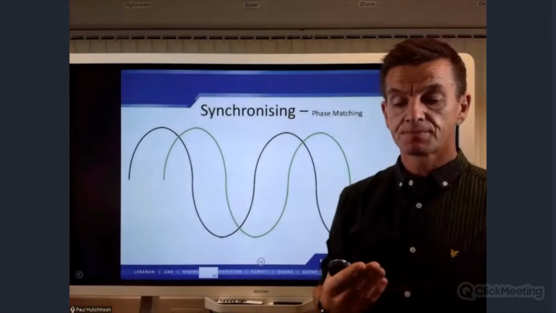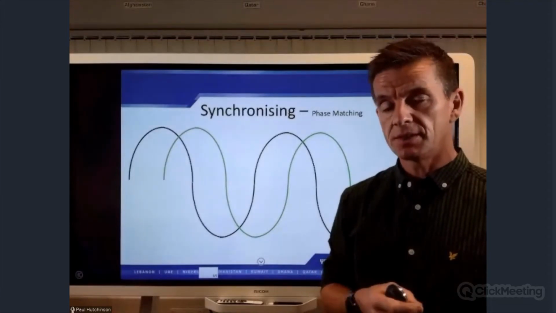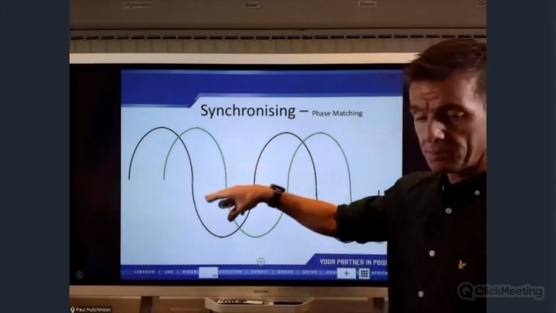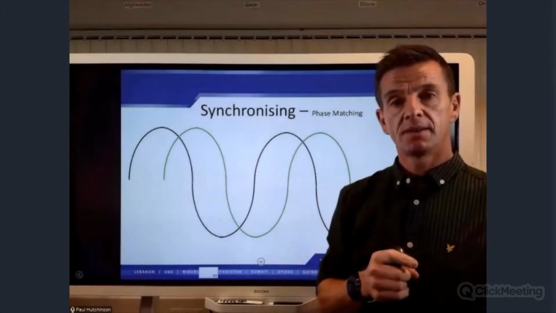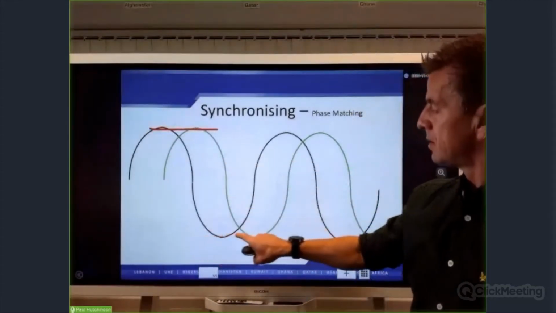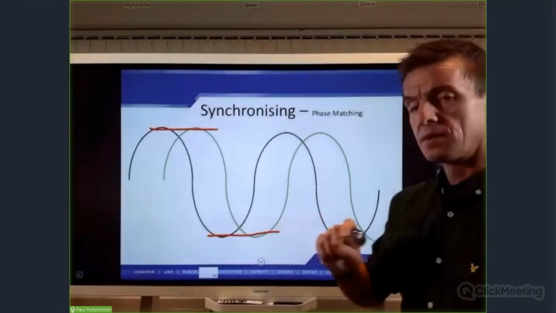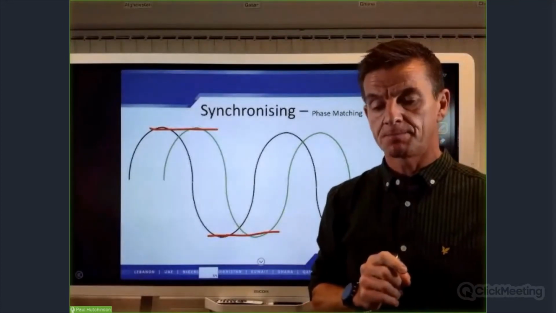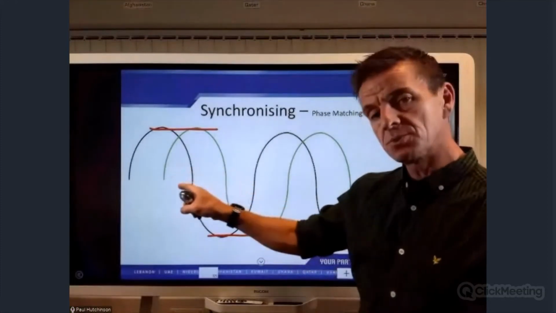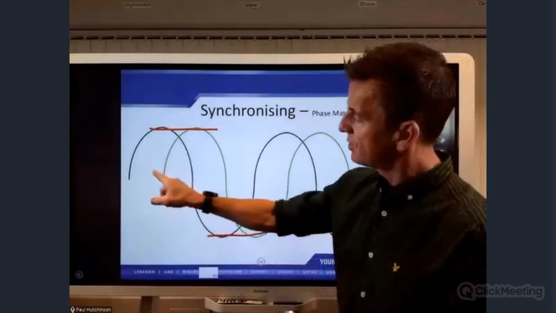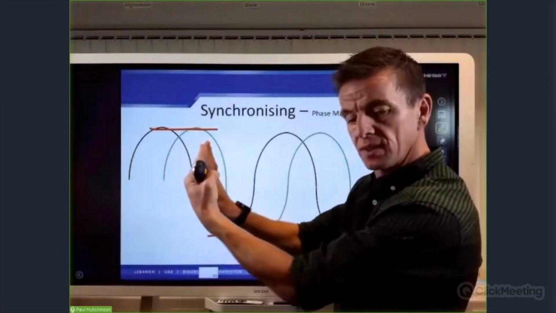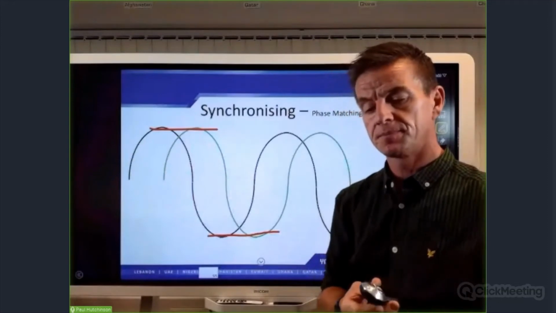The next one is phase matching. Okay. So we know in this example that we see here, our voltage is the same because we can see our peaks and our troughs are the same. But they're not in phase with each other. We want these two to be much closer together, or within an acceptable limit.